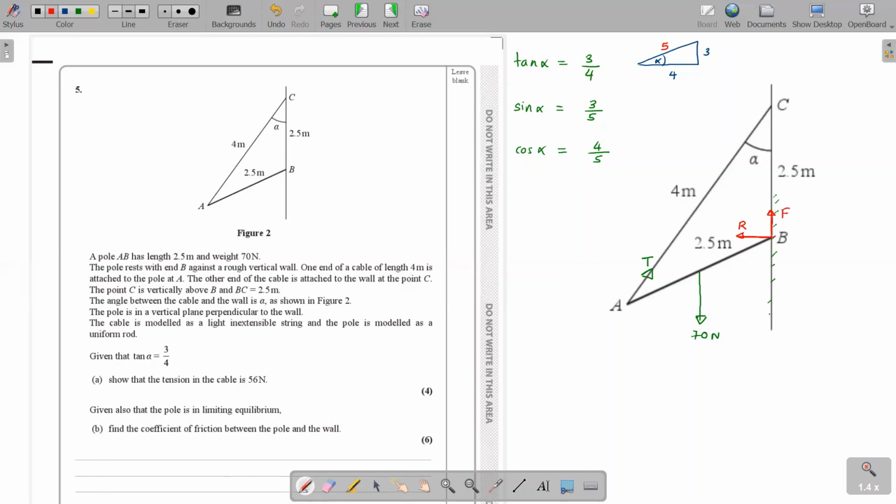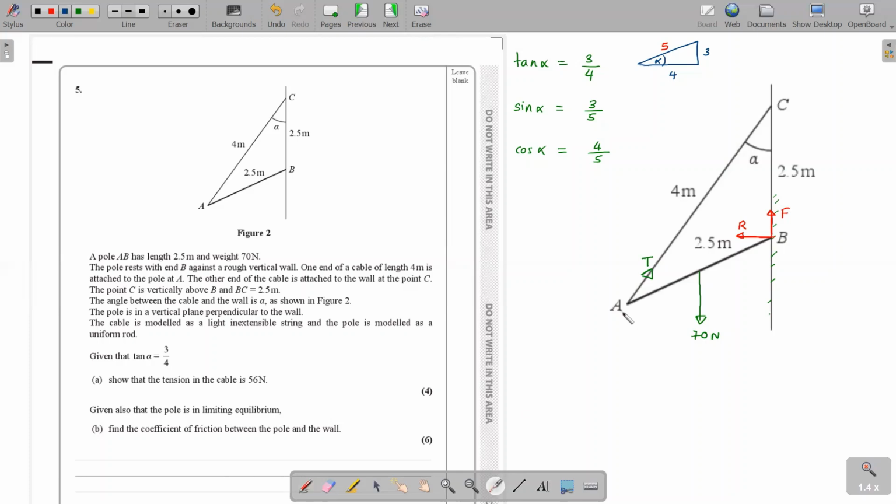Okay, then let's get the value of the tension in the cable. How do I find the tension in the cable? Moments. We'll consider moments about where? What is the best place to consider moments?